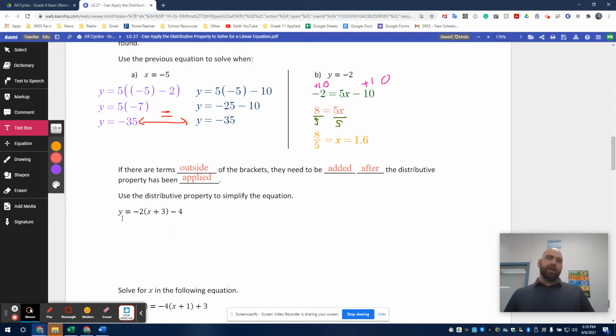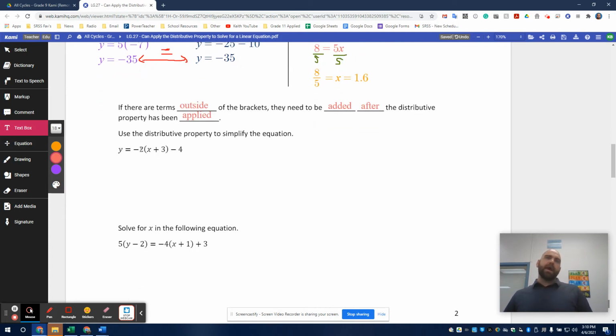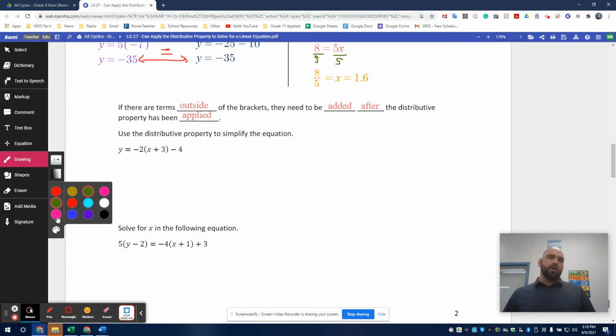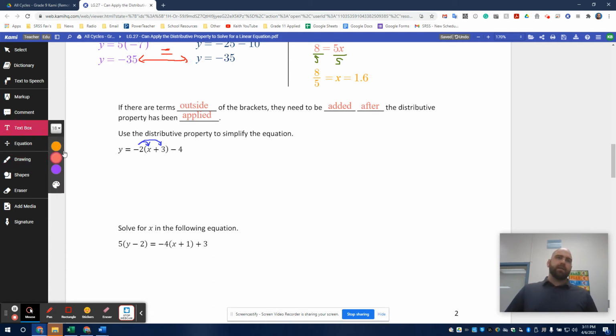So something like this: y is equal to negative 2 times (x plus 3) in brackets, and then minus 4. What this tells us is that we have to first apply this negative 2 into the brackets before we can do anything with the minus 4. So we're going to multiply this negative 2 to the x, and we're going to multiply it to the positive 3. We're not going to do anything to the negative 4. It's outside the brackets. We're just multiplying what is inside the brackets.